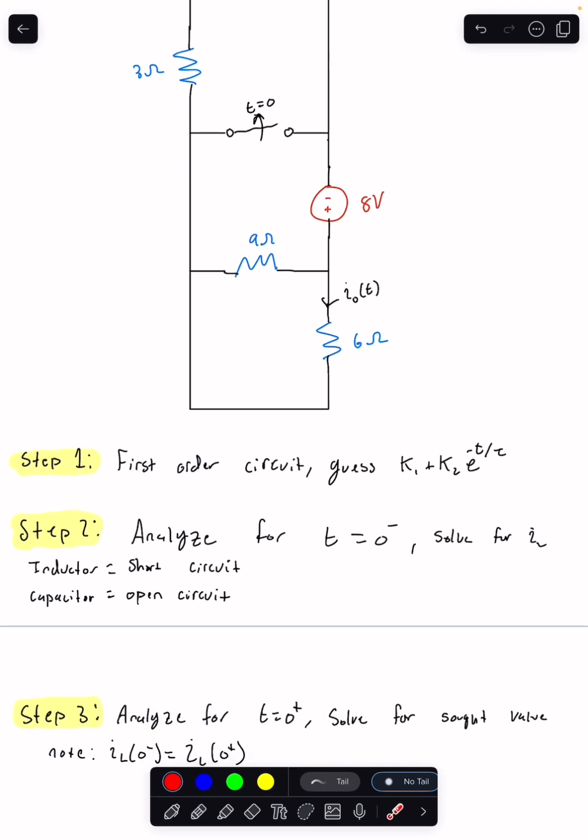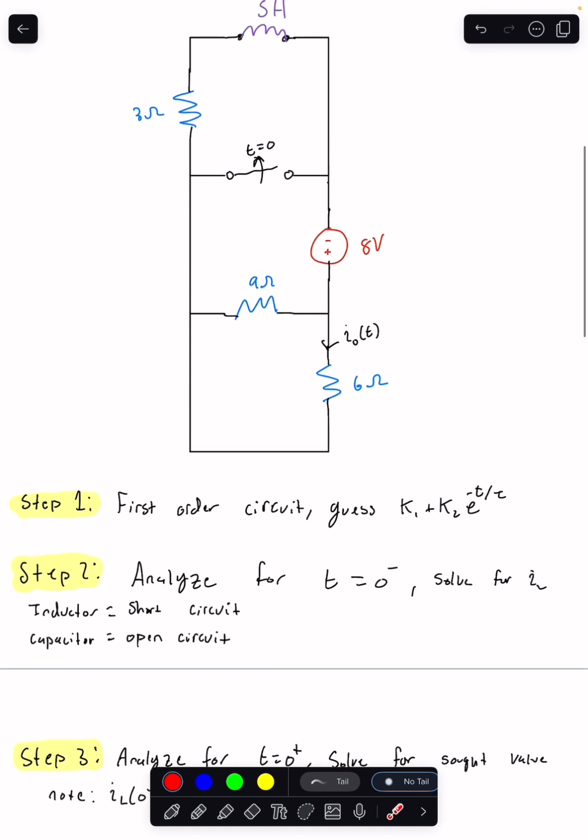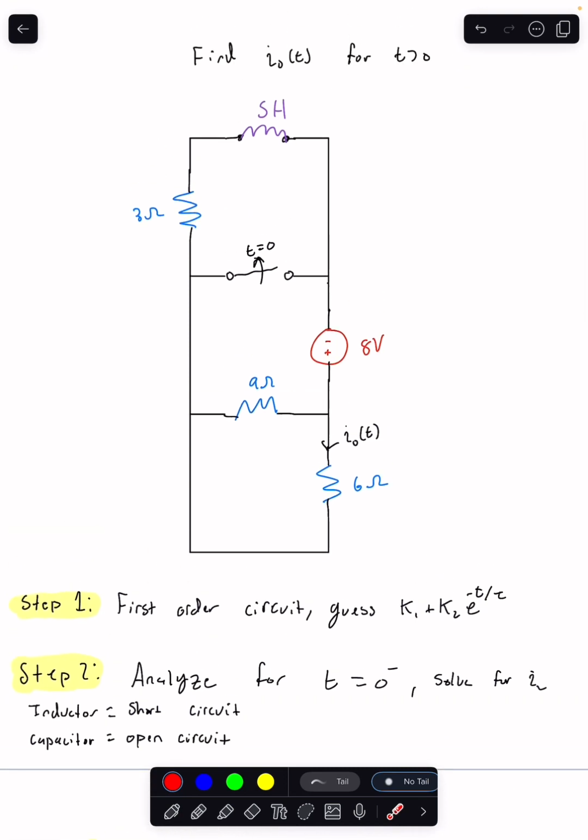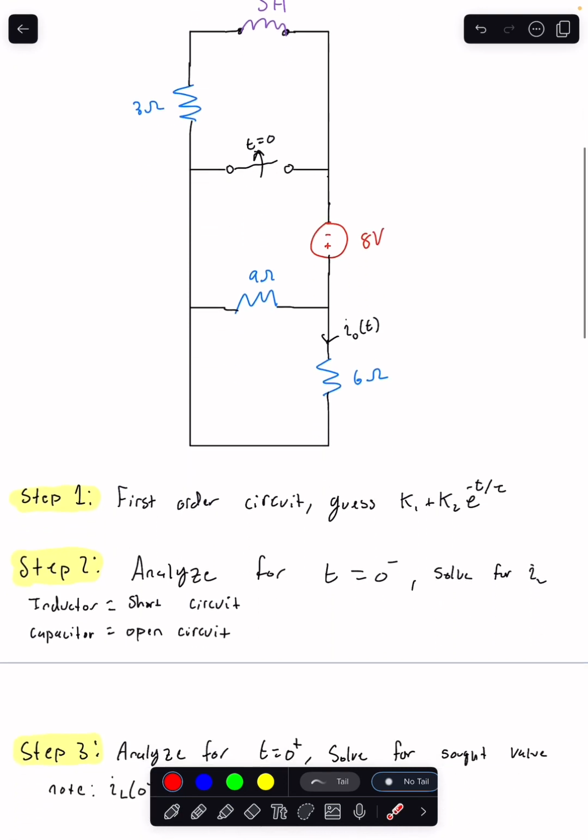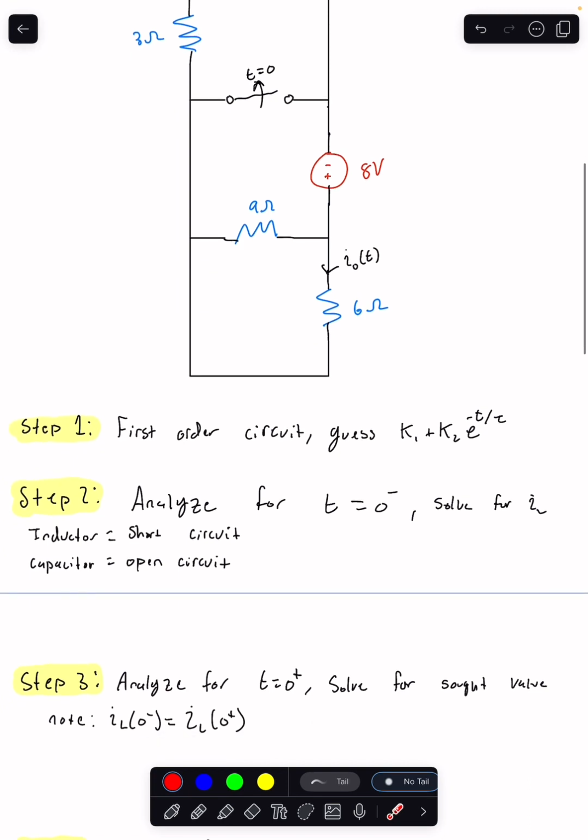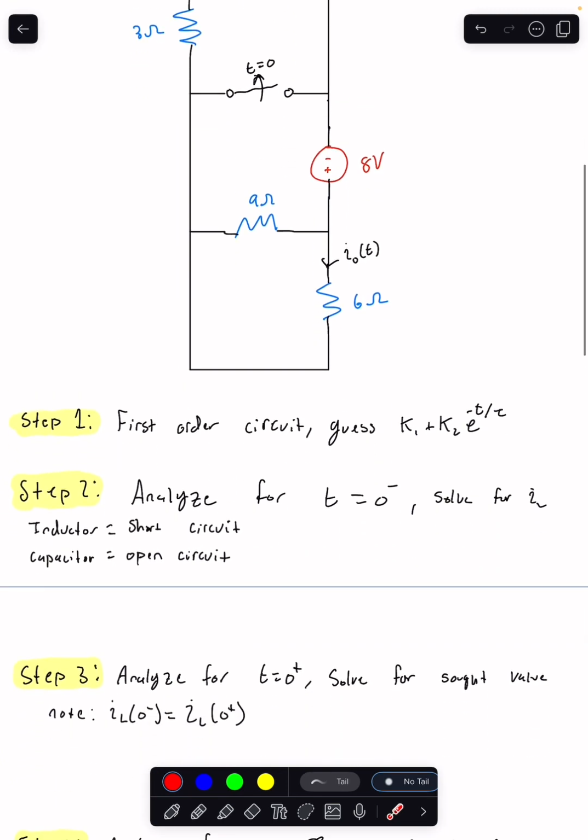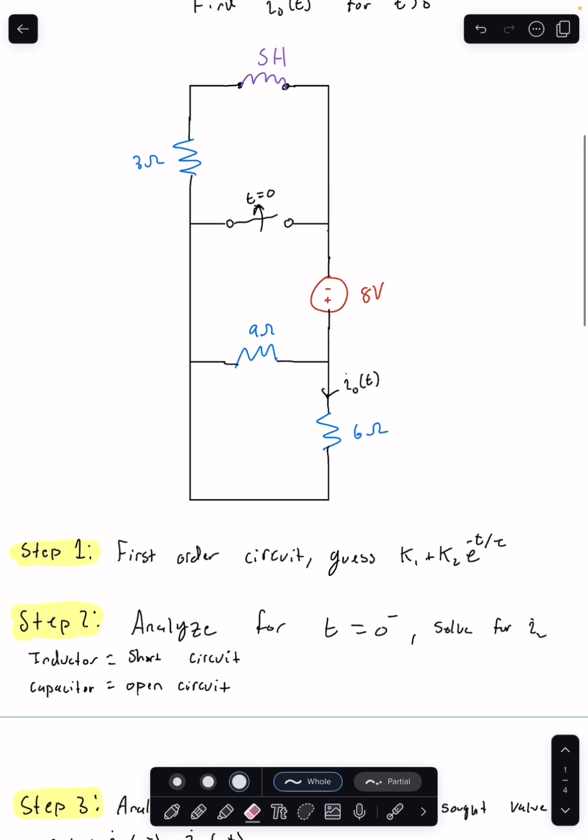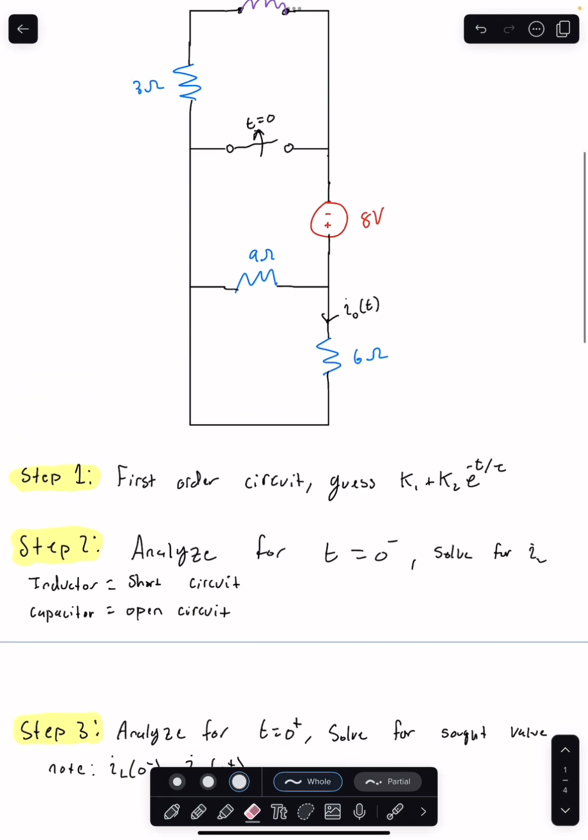Okay, now the next step is we want to analyze for t equals 0 minus, and then we want to solve for the inductor current. If this is a capacitor, we would want to solve for the voltage. Or you can solve for both, but generally only one is going to be really useful in the long term. Okay, and whenever we're at t equals 0 minus, we're assuming that the circuit has been there forever, so the circuit is in steady state.